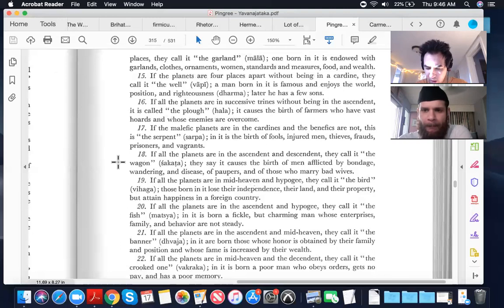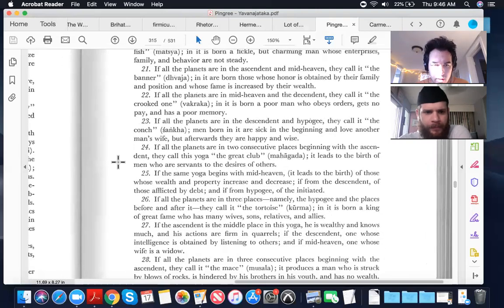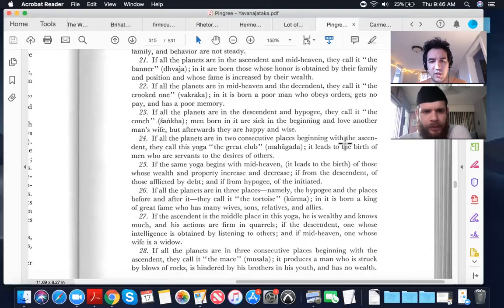But I can't remember where. Anyway, then I was curious about 24 through 26 roughly. If planets are in two consecutive places, beginning with the ascendant, they call this yoga the Great Club. It leads to the birth of men who are servants to the desires of others. So basically, that means in the first and second house, right?